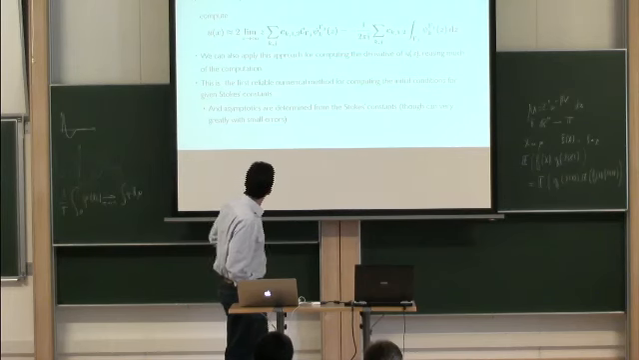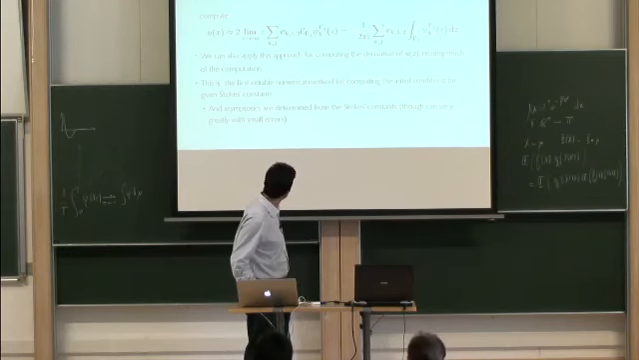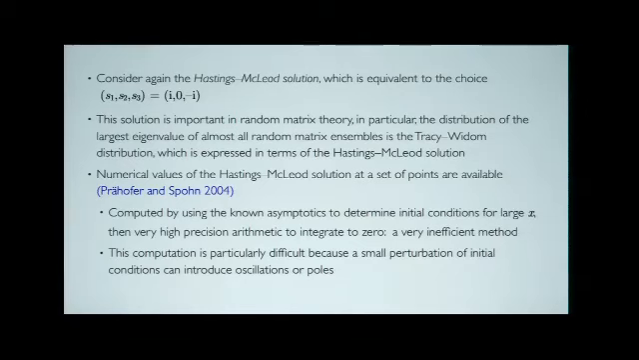Okay, and we can also find the derivative, and so this appears to be the first reliable map from Stokes data, which is probably the physically significant thing in Painlevé transcendents, to initial conditions.